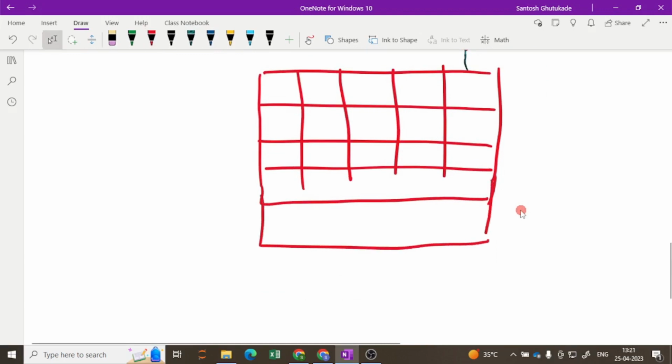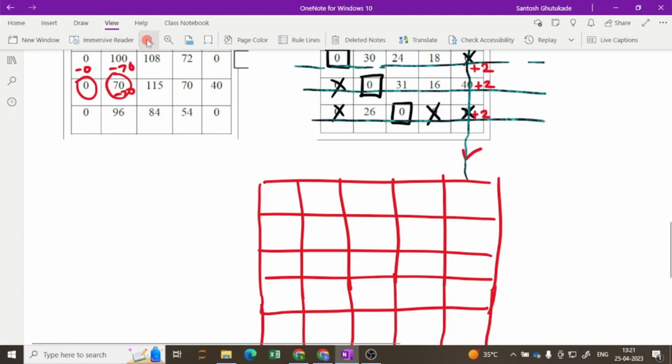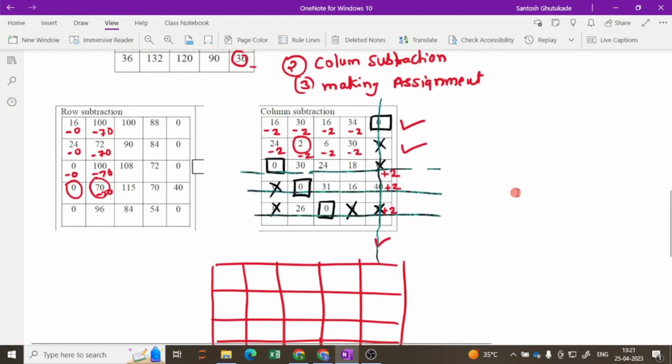So this is a 5 by 5 matrix, and I will write all the values after doing the revision of the matrix. So I will zoom out this, just a minute. Okay, so that will be better.